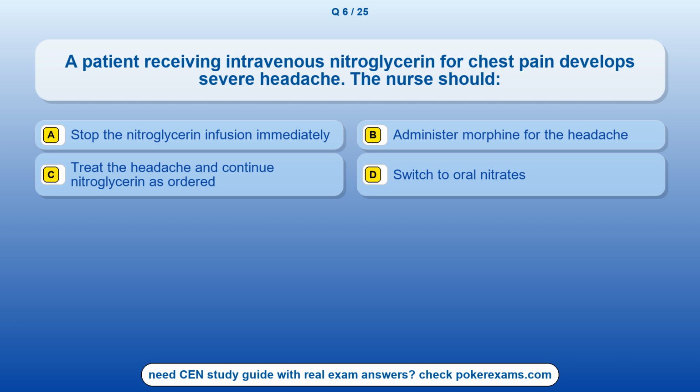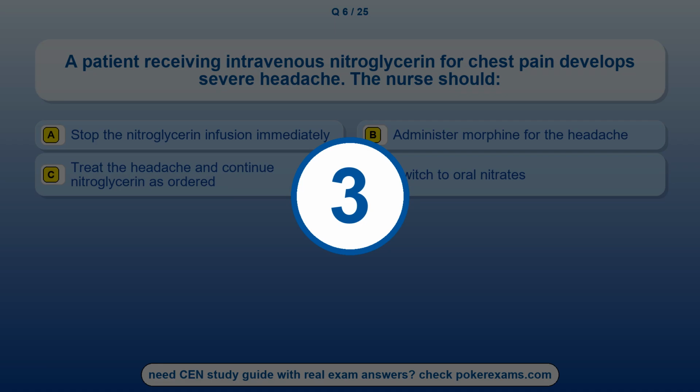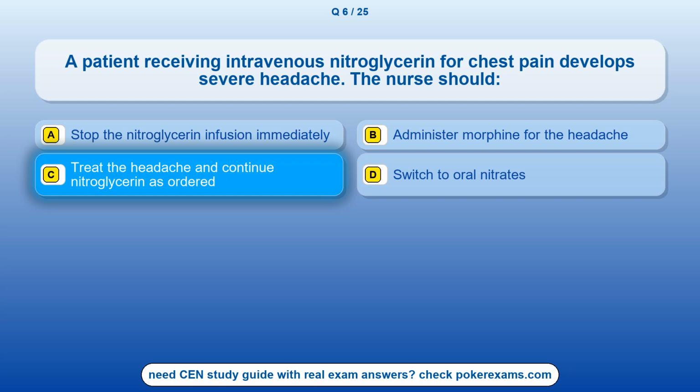Question 6. A patient receiving intravenous nitroglycerin for chest pain develops severe headache. The nurse should: Option A, stop the nitroglycerin infusion immediately. Option B, administer morphine for the headache. Option C, treat the headache and continue nitroglycerin as ordered. Option D, switch to oral nitrates. The correct answer is option C, treat the headache and continue nitroglycerin as ordered.